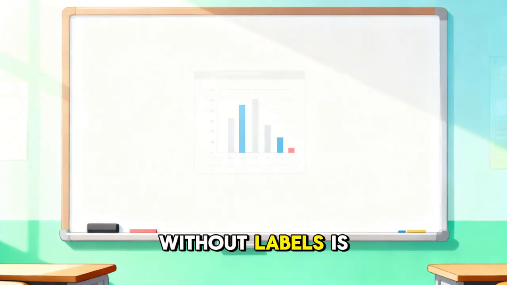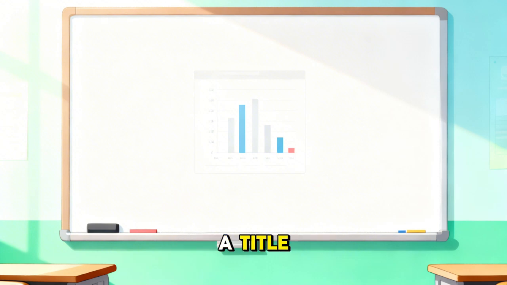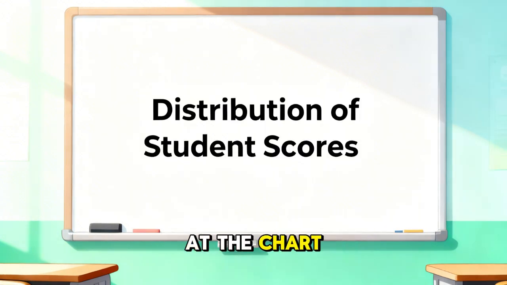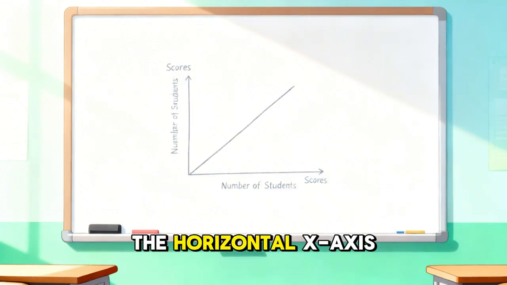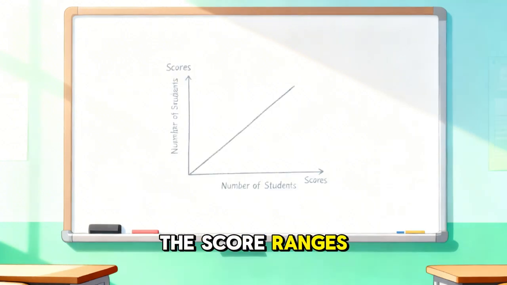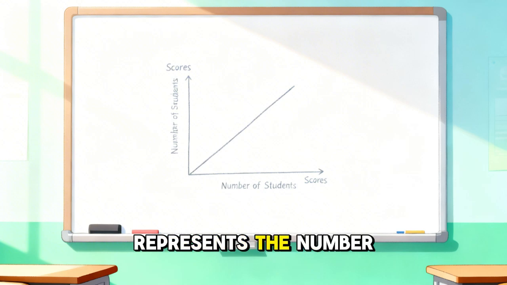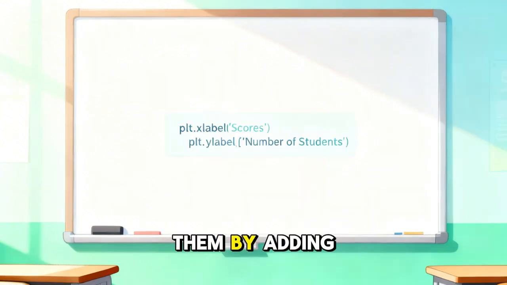Now, a chart without labels is like a book without a title. It's hard to understand. Let's make our histogram clear and professional. We can add a title to our chart using plt.title('Distribution of Student Scores'). This tells anyone looking at the chart exactly what it's about. We also need to label our axes. The horizontal x-axis represents the score ranges, and the vertical y-axis represents the number of students. We can label them by adding plt.xlabel('Scores') and plt.ylabel('Number of Students').